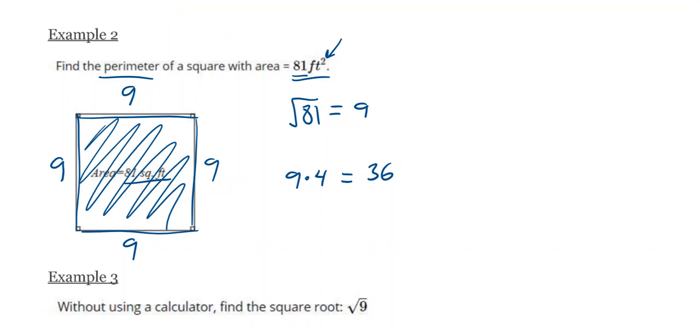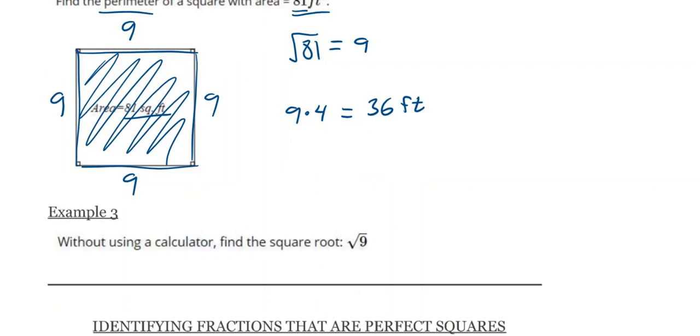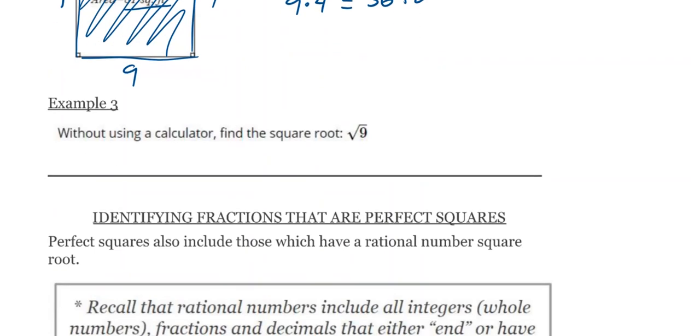And now that we found the perimeter, what do you think our unit would be, if we were measuring area in feet squared? Just feet. Yeah, just feet. So then we should write feet at the end, 36 feet. Which makes sense, right? That's like a length, just all the way around. And then I gave you a really easy one. Without using a calculator, find the square root of 9. 3, good. 3 times 3 is 9.